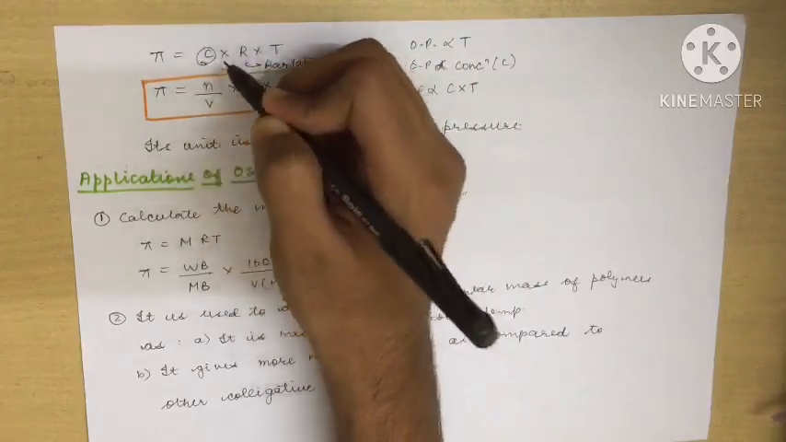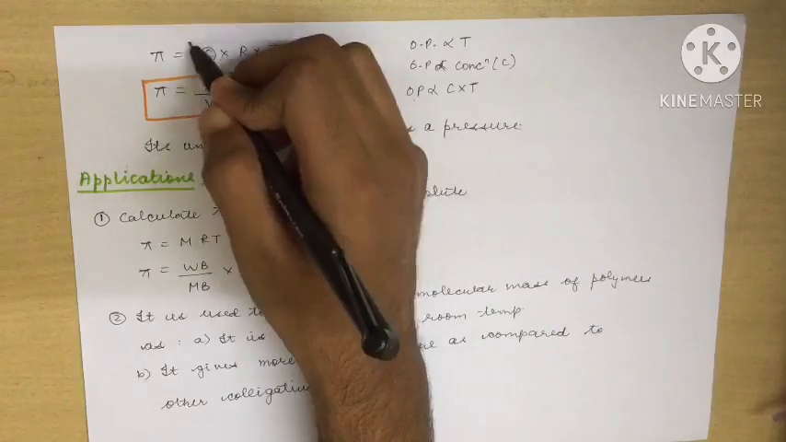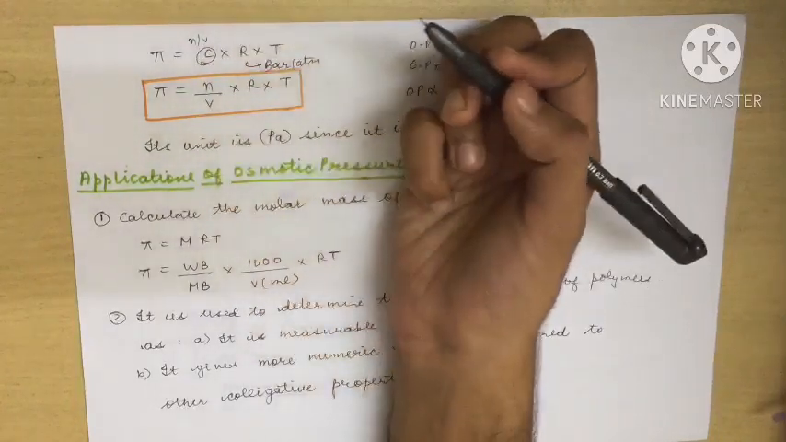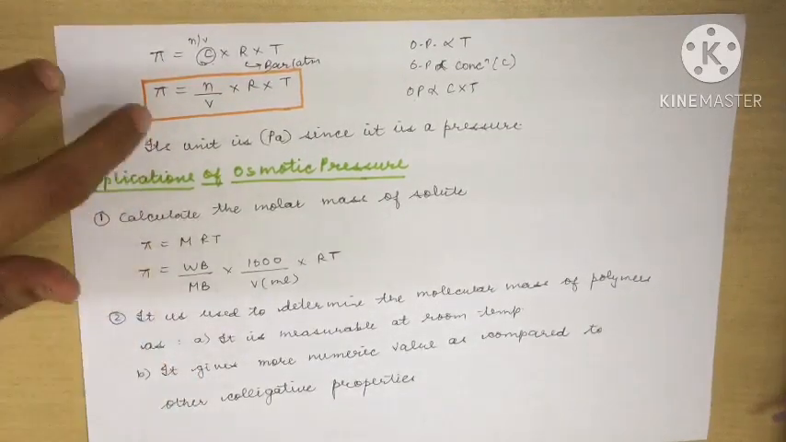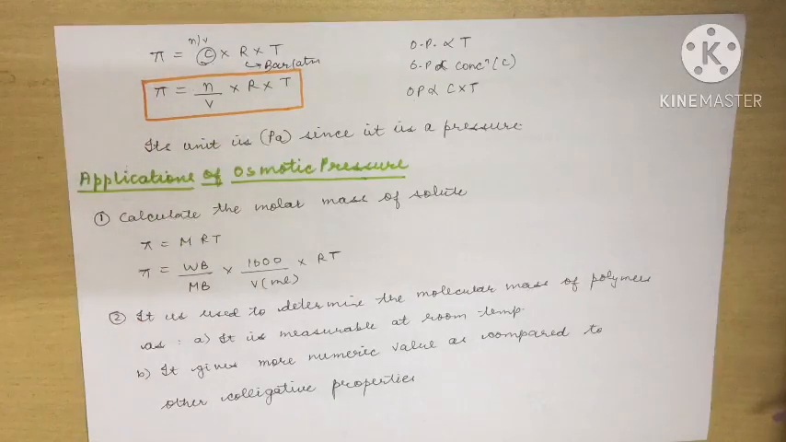And the C, which is concentration, is actually molarity, which can be represented by the number of moles of solute upon the volume of solution in liters, so that is n by V. This is the formula of osmotic pressure that you have to learn by heart. Now, osmotic pressure is a pressure, that's why the unit will be Pascal.